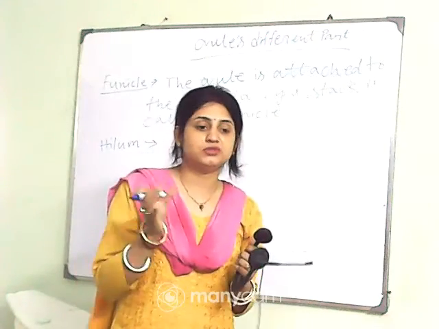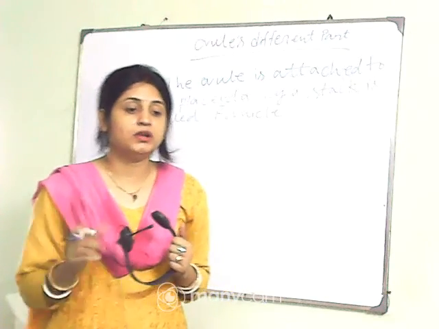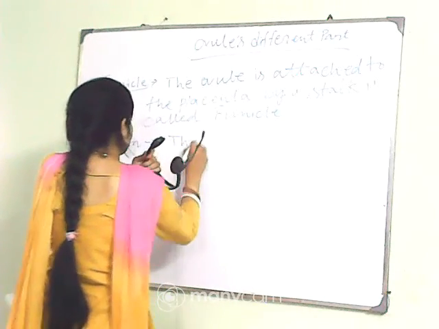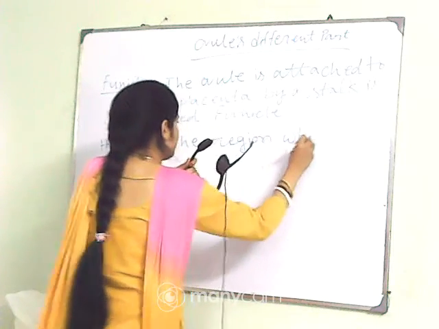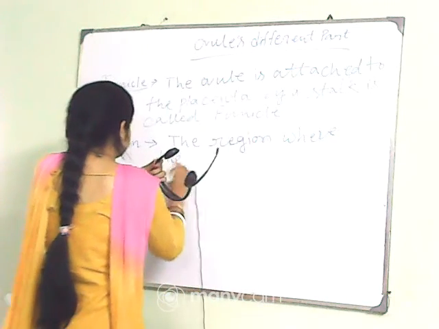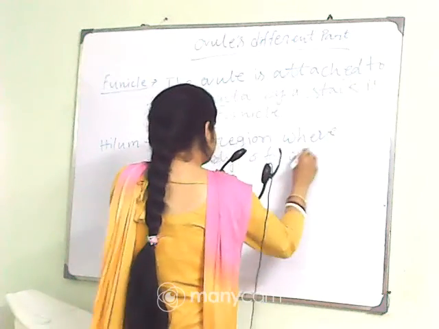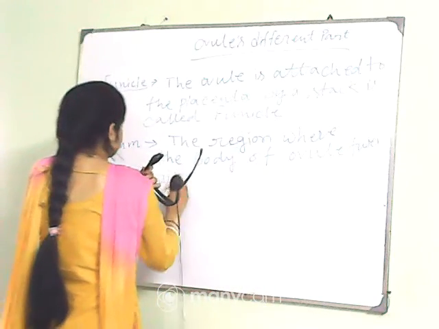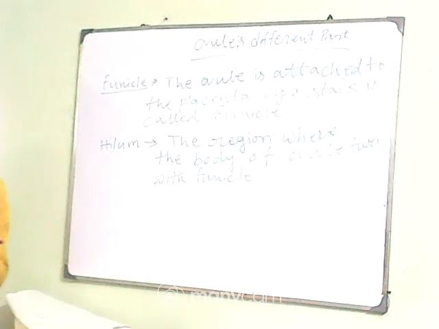So the ovule is attached to the placenta by the funicle, and the funicle is attached to the ovule at the hilum, the region where the body of the ovule fuses with the funicle.